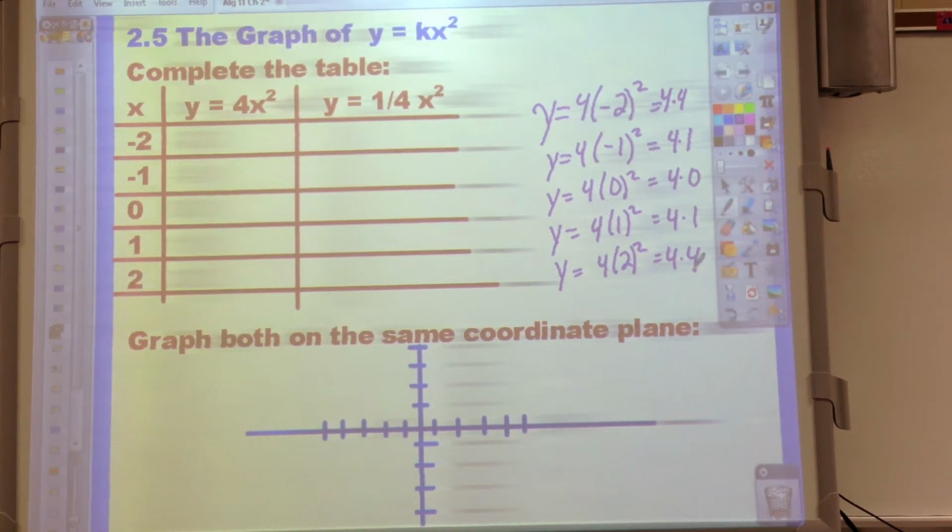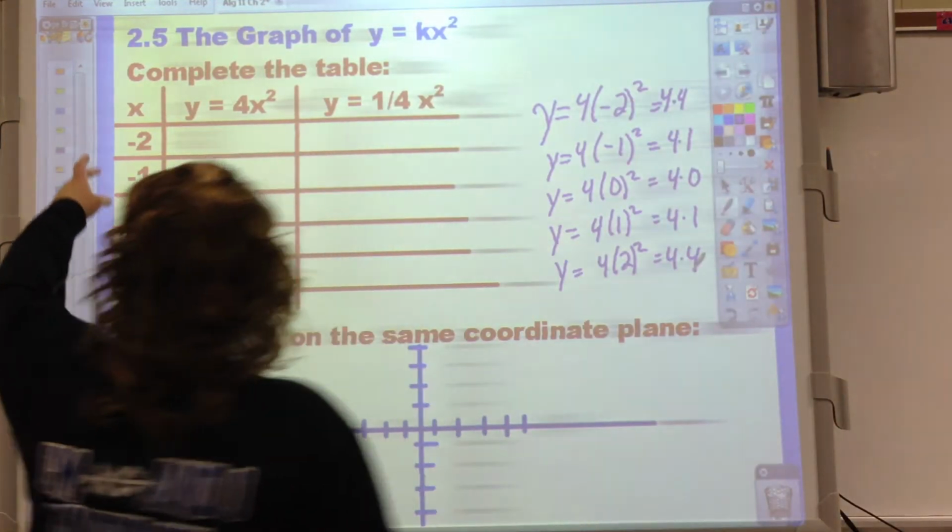This is section 2.5, the graph of y equals kx squared. First of all, we're going to look at two different graphs and plug in the same values for x, look at our outputs, and then graph those points on the same coordinate plane so we can notice the difference in the shapes. So let's start with y equals 4x squared.